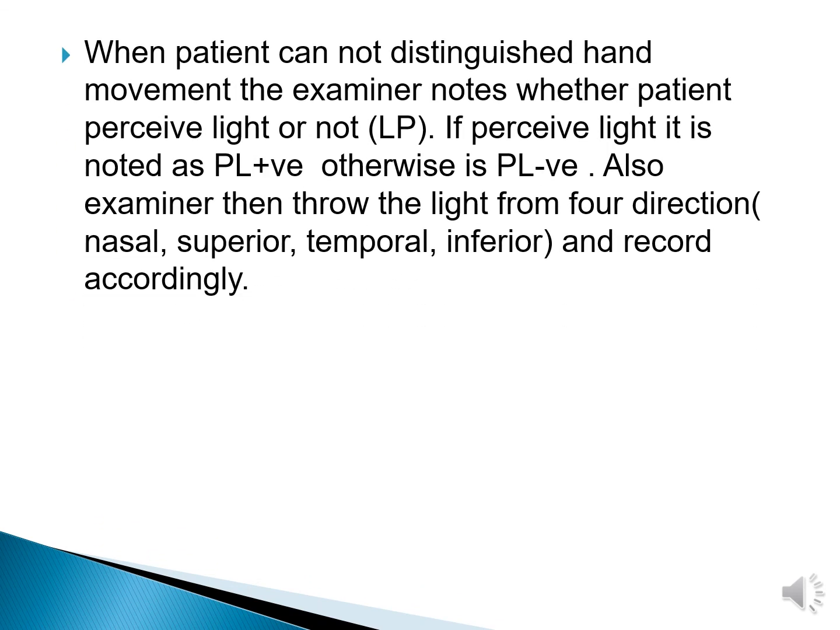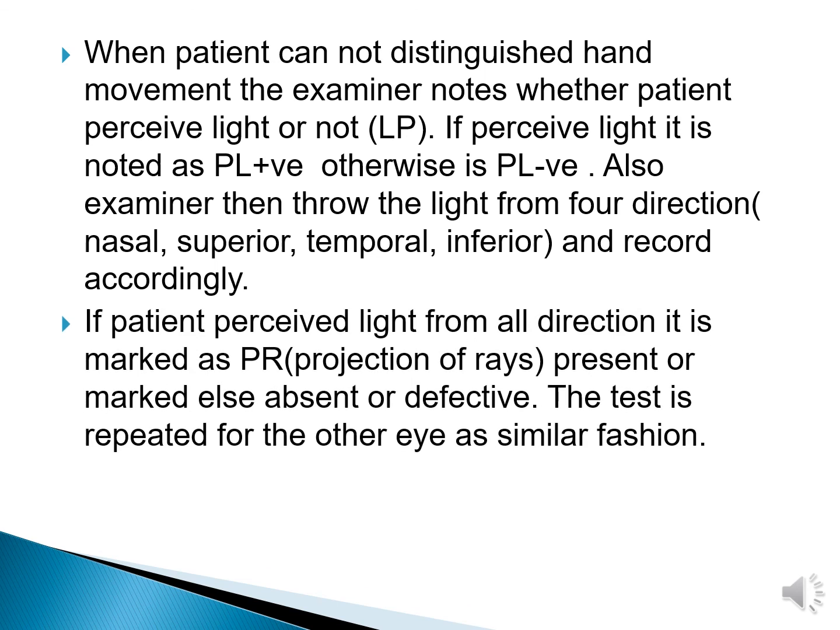Then when the patient cannot distinguish hand movement, the examiner notes whether the patient perceives light or not. If he perceives light, it is noted as PL positive, otherwise PL negative. Also, the examiner then throws the light from 4 directions: nasal, superior, temporal and inferior, and records accordingly. Then if the patient perceives light from all directions, it is marked as PR, that is projection of rays, present, or marked as absent or defective. The test is repeated for the other eye in a similar fashion.